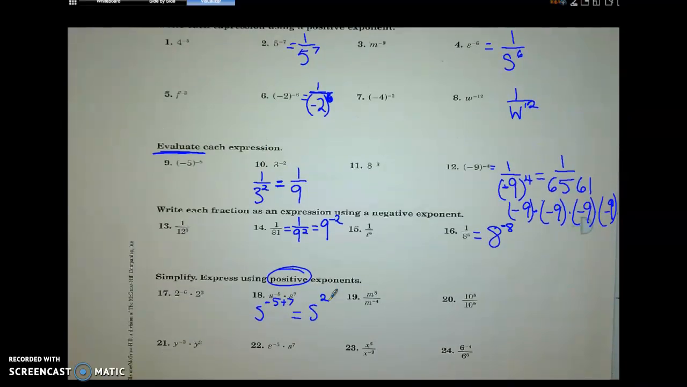Okay, looking at number 20, that is 10 to the 8th over 10 to the 9th. So, with my quotient rule, that's going to be 10 to the 8 minus 9. That gives me 10 to the negative 1. Don't want a negative exponent, so it's going to turn it into a fraction. So it's going to be 1 over 10 to the first power, but I don't have to write that 1 as the exponent.